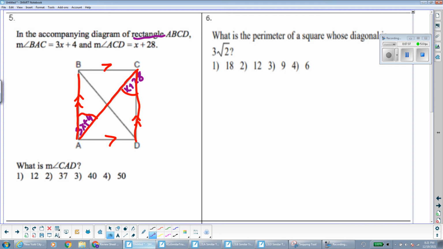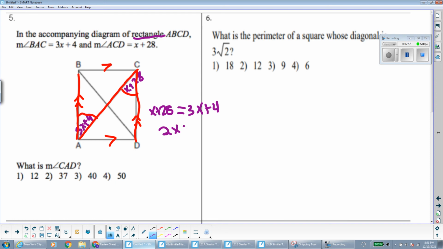So I can set up the following equation. I can say that x plus 28, this alternate interior angle here, is equal to 3x plus 4, this alternate interior angle over here. So let me subtract x from both sides and also subtract 4 from both sides, and I get 2x is equal to 24. If I divide by 2 on both sides, I find that x is equal to 12.